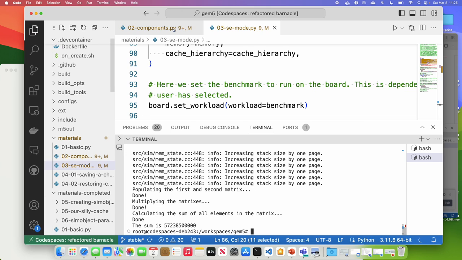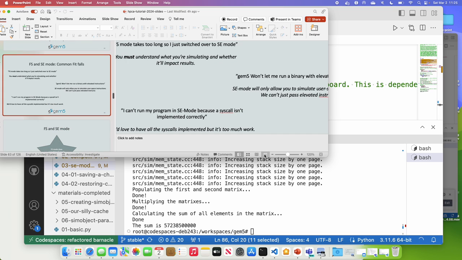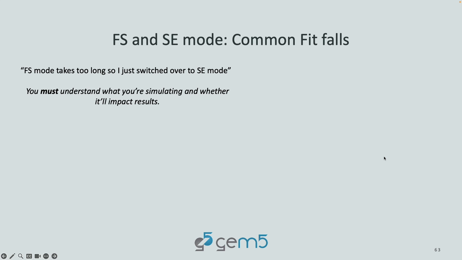So I'm going to go back to my slides. I have some caveats with SE mode that I just need to drill into people over and over again because people keep making these mistakes. FS and SE mode, common pitfalls. FS mode takes too long, so I just switched over to SE mode, no problem, right? I say this over and over, you really need to think about what data you want and what you're simulating. If you're simulating a database system, then you're not going to want to use SE mode, and it's insanity to do so.